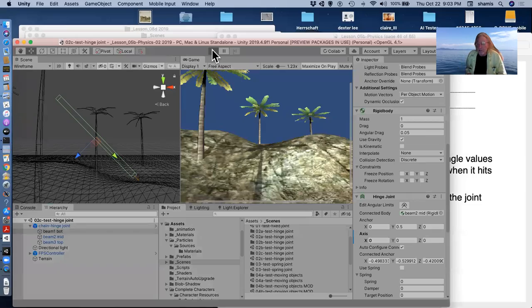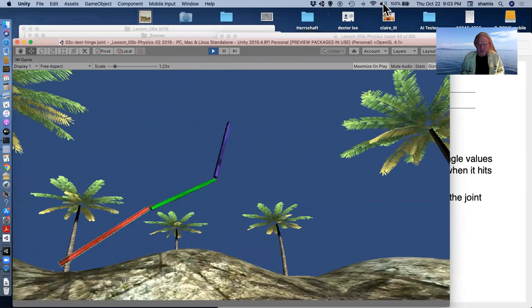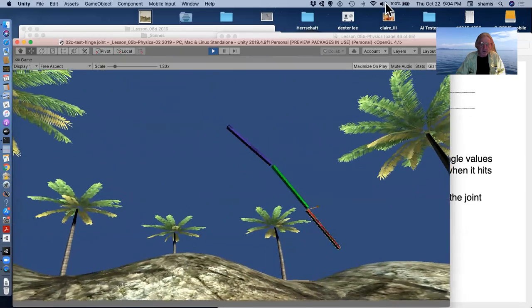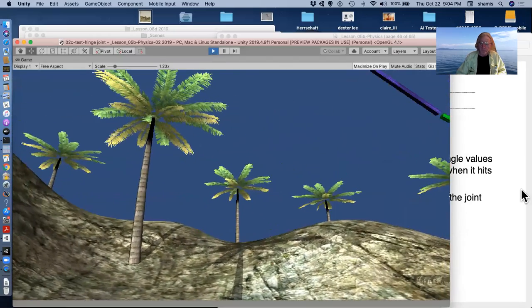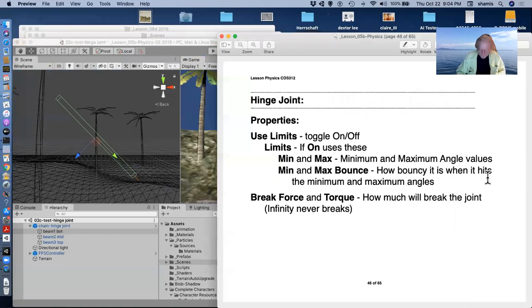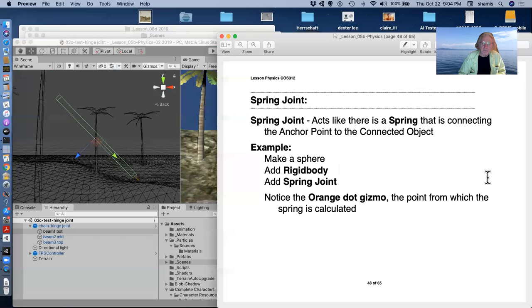And if I let this play, what I get is a very nice chain that hangs down and behaves very physically like a chain of objects swaying back and forth. This is also pretty cool. So make 3 objects, top, middle, and bottom, position appropriately, add rigid bodies and hinge joints. Top is connected to the world, middle to the top, bottom to the middle, and it swings like a chain.